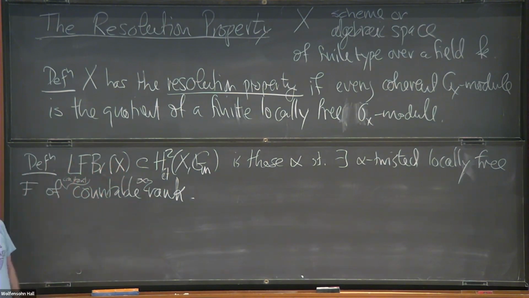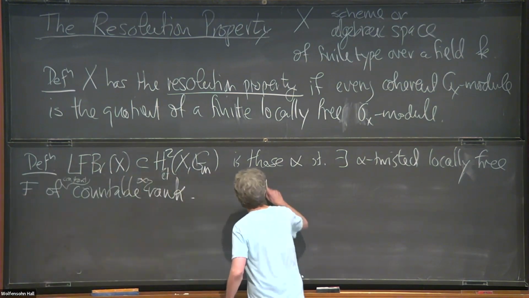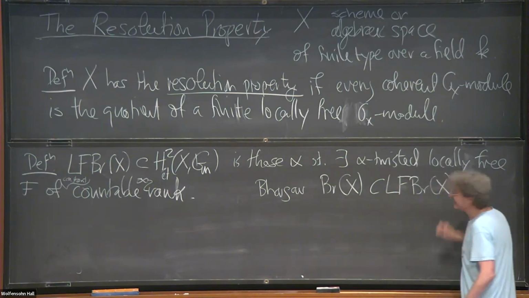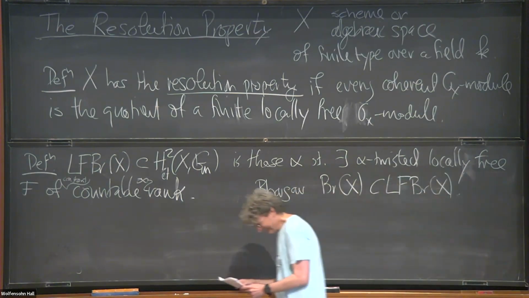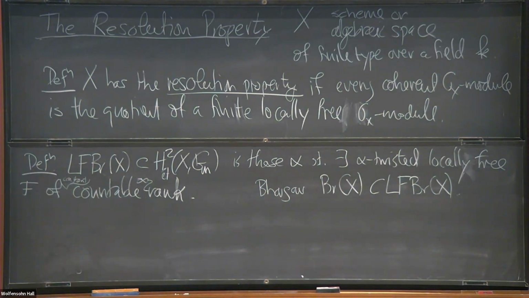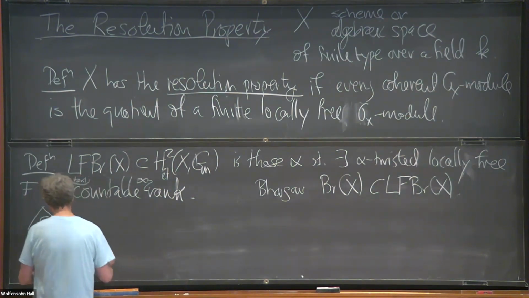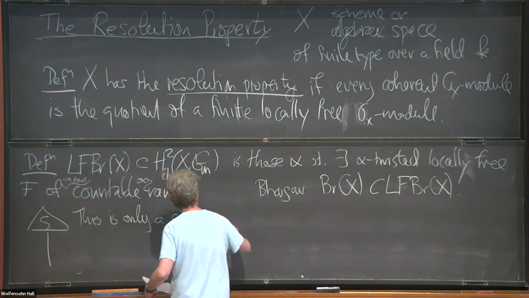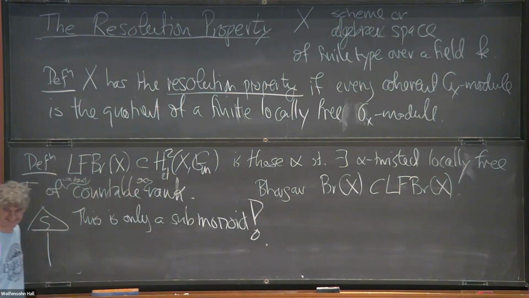Yes, okay. Now, warning. You can tensor two countable locally free modules and get another countable locally free module. That's fine. So it's a monoid, but you can't take the dual of a locally free module. It's not even quasi-coherent in general. So this is only a submonoid, as far as we know.